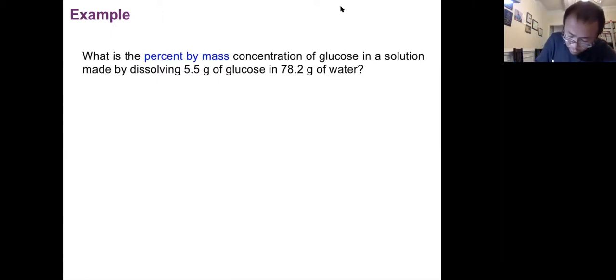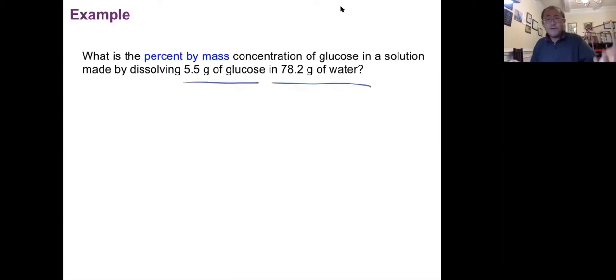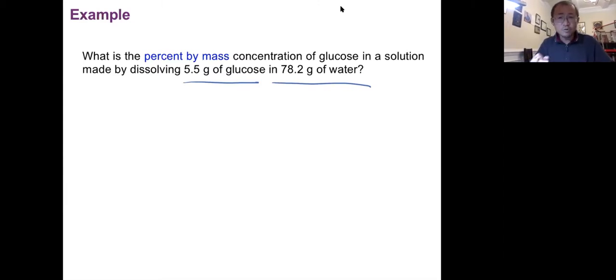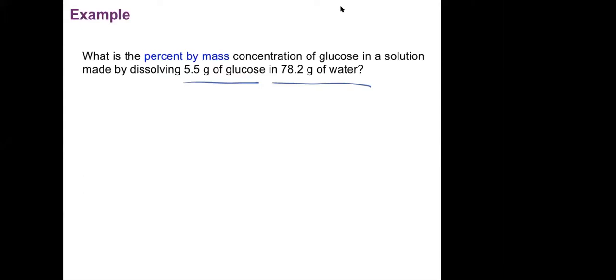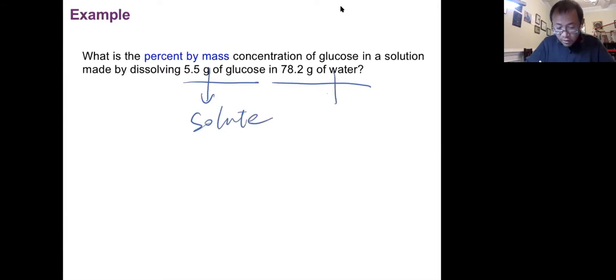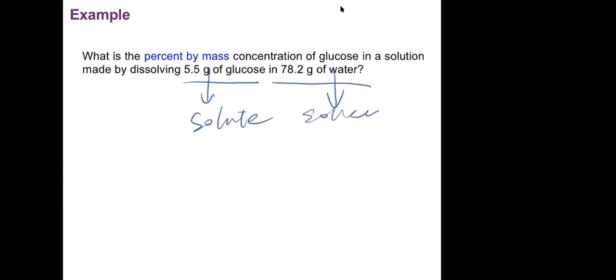Can you identify these two? You're only given two things basically: 5.5 grams of glucose, 78.2 grams of water. Can you tell me which one is which? What is glucose? It's the solute. Good. What is water? Solvent. Good. You identify solute and solvent.